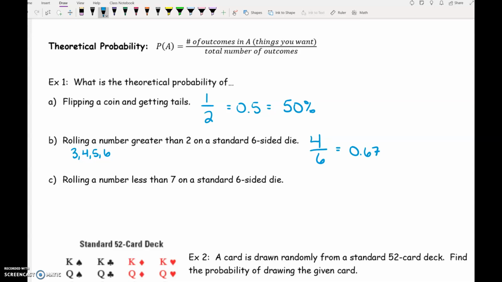Rolling a number less than 7 on a standard 6-sided die. I want you to think about that for a minute. What numbers are on a die? 1, 2, 3, 4, 5, 6. How many of those are less than 7? All of them. So there's 6 things that we'd want out of 6 possible things. That would be 1. So the probability of rolling a number less than 7 on a 6-sided die, it's high. It's very high. It's like certain even.